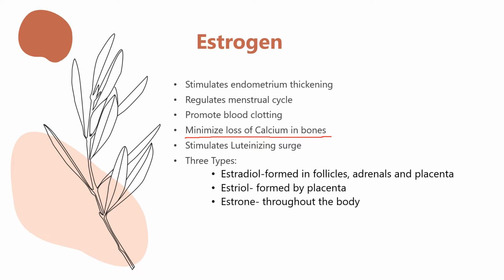There are 3 different types of estrogen in a female system. Estradiol, which is the estrogen we're typically referring to when we're talking about the menstrual cycle. This is the estrogen that's formed in follicles, the adrenals, and the placenta. Estriol is formed in the placenta only, and estrone is throughout the body. Usually these are grouped and spoken of just in the general terminology of estrogen, but just to understand, there are 3 different types.